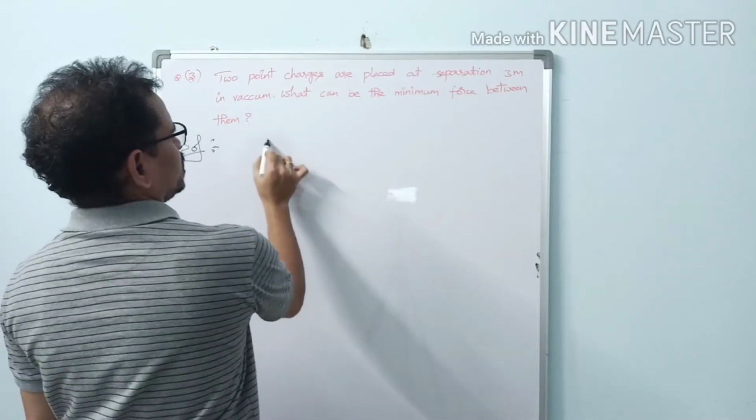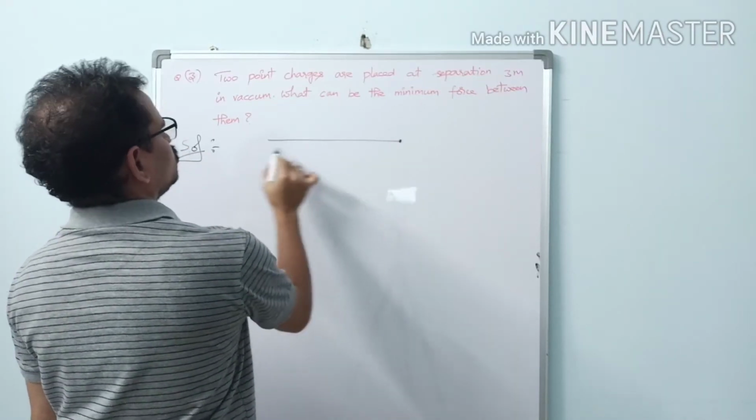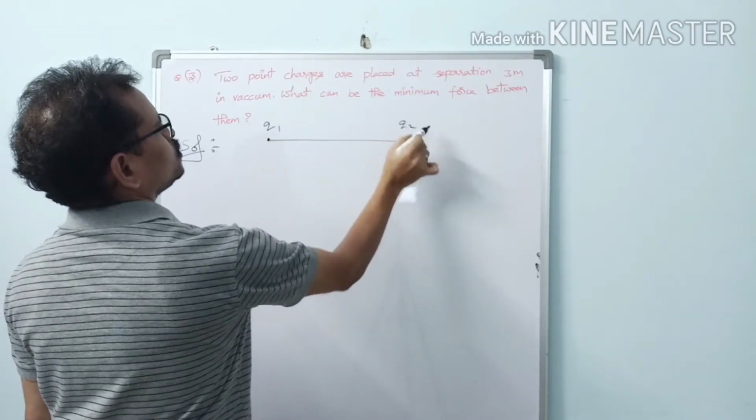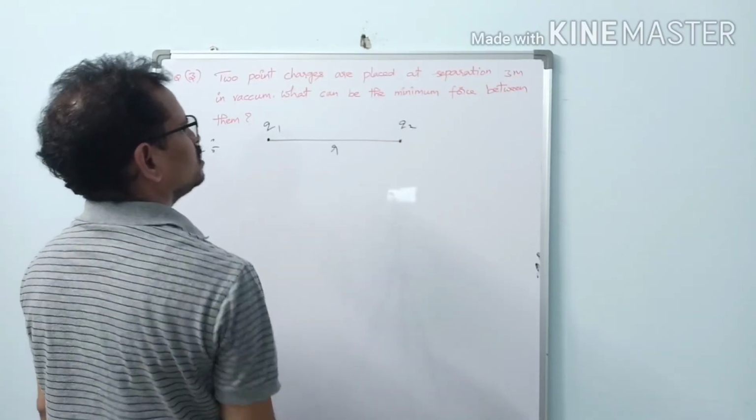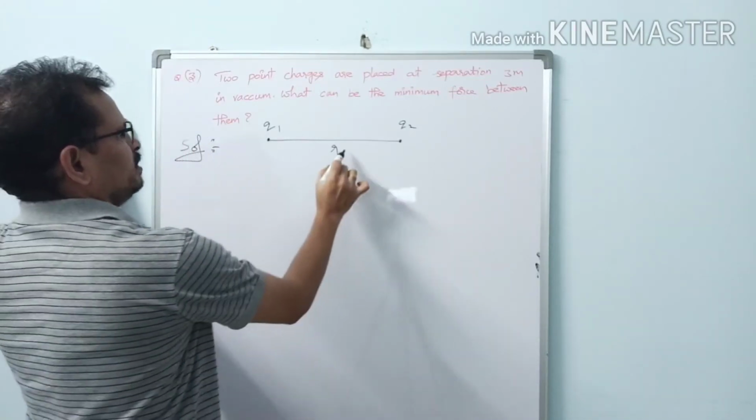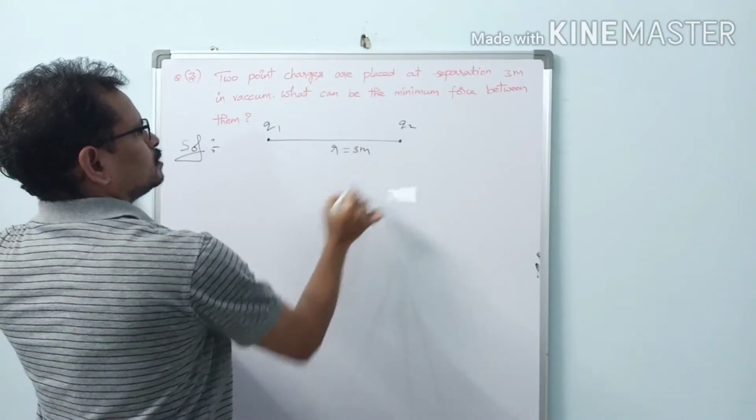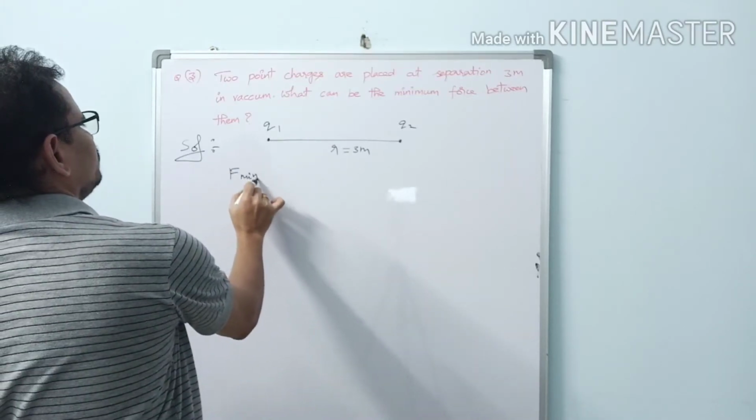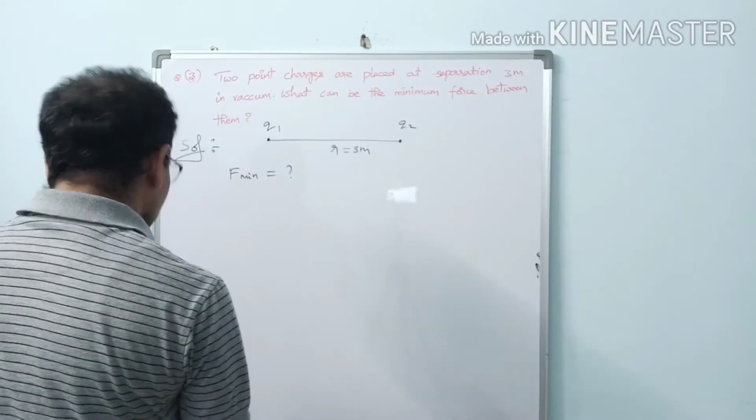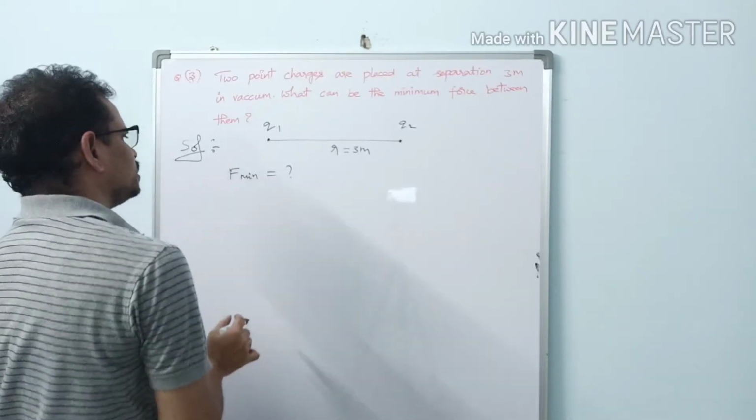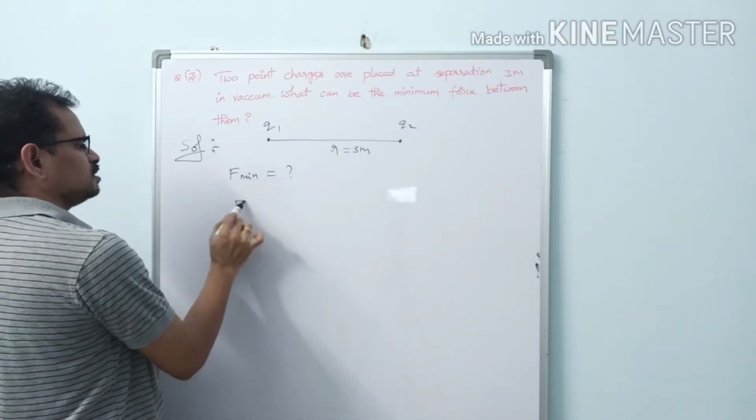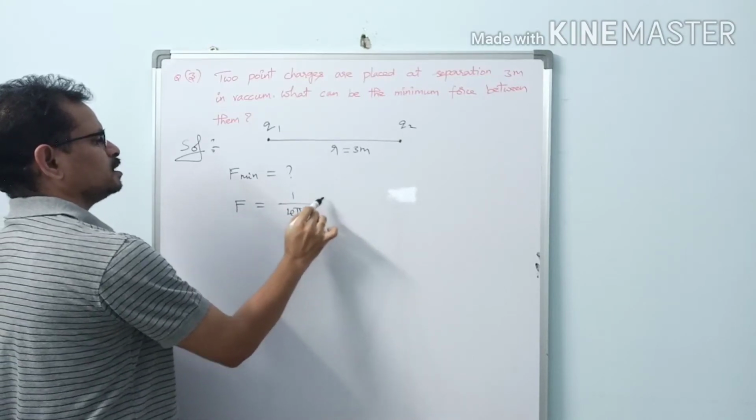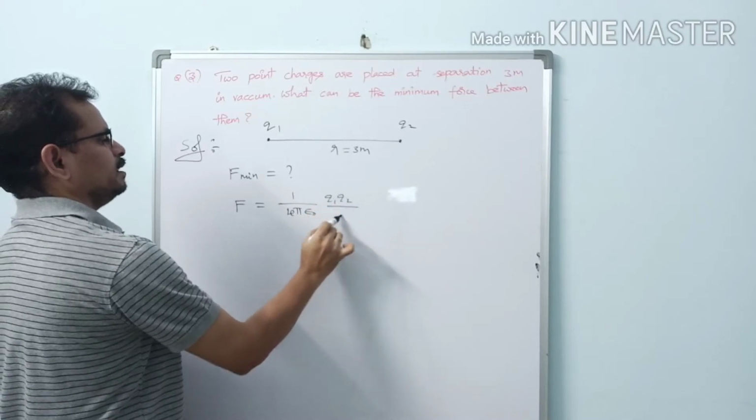So let us take two point charges, this is Q1, this is Q2, and this is some distance R. R equals how much? 3 meters. So F minimum equals how much? This is the question. Let us write the expression for force, because we are asked about force. By Coulomb's law, force is 1 by 4 pi epsilon naught Q1 Q2 by R square.